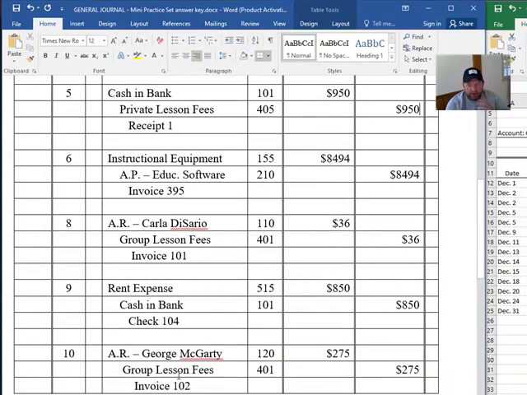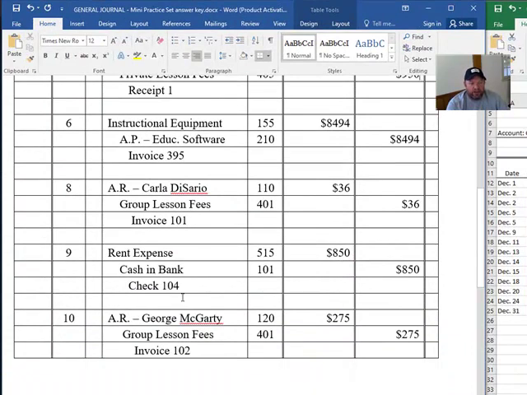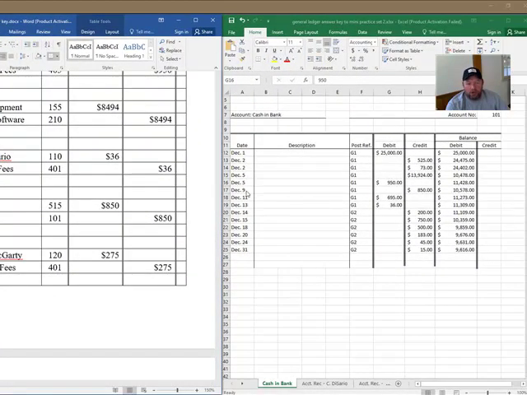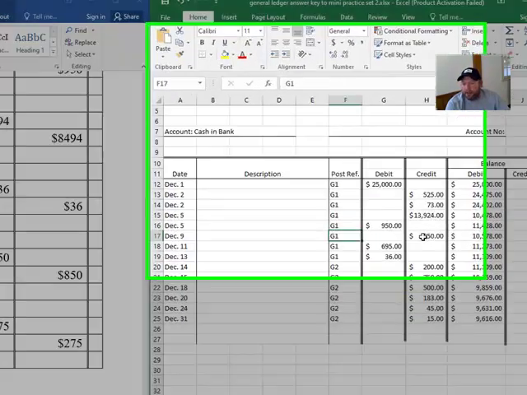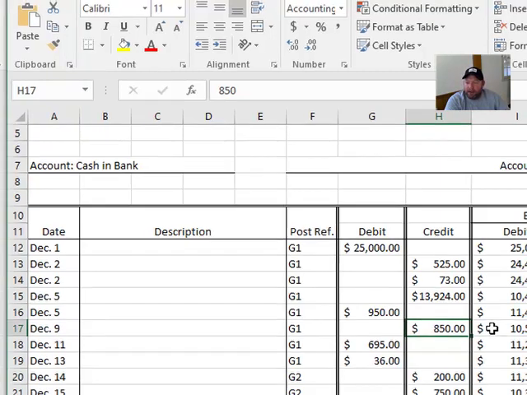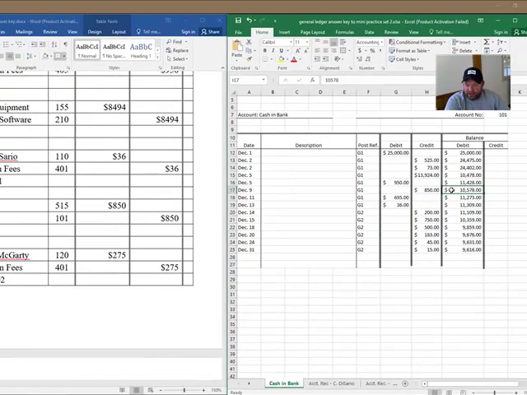Now we're going to move all the way down to the 9th. That's our next transaction that involves cash. So it looks like we paid rent of $850 by writing check 104. On the 9th, I'm still on page 1 of the general journal. The check was for $850. And at my previous balance of $11,428, I subtract the $850 and my new cash is now $10,578.